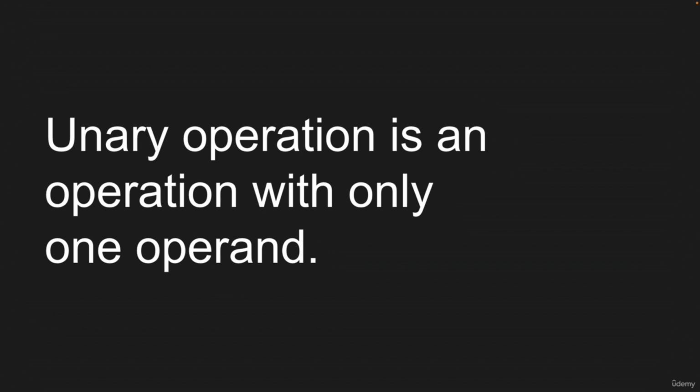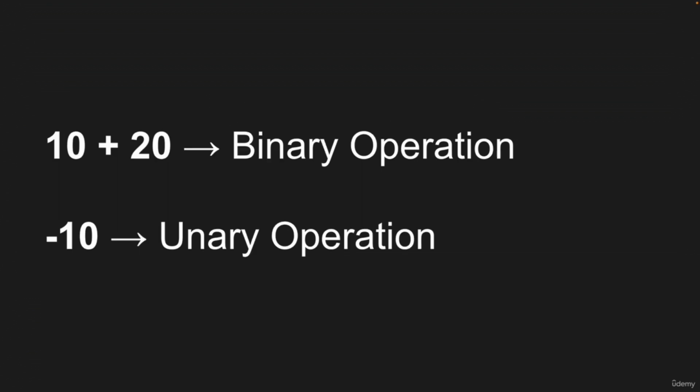You might be wondering what I mean, so here's an example. 10 plus 20 is a binary operation, and negative 10 is a unary operation. Why is that? Because the binary operation has 2 operands, 10 and 20, and the addition operator is operating on those two. But the unary operation has only one operand, which is 10. The minus sign is the operator, but it's only operating on the 10, because 10 is the only operand.